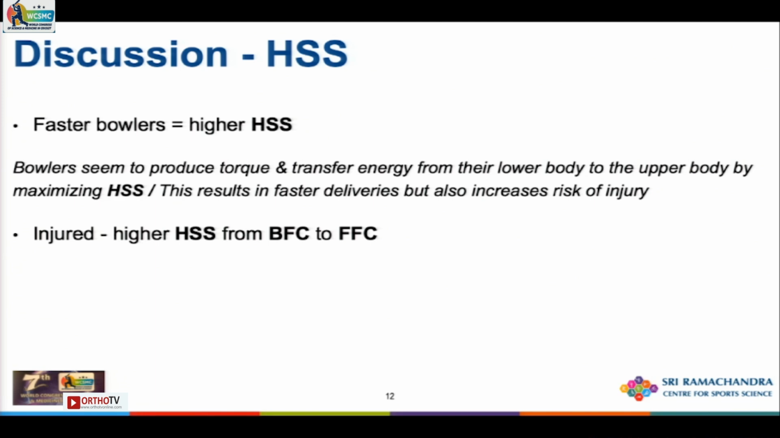So faster bowlers in the study are found to have higher hip shoulder separation angle. The bowlers seem to produce torque and transfer energy from their lower body to the upper body, as Dr. Rajesh mentioned, by maximizing, among other things, this hip shoulder separation angle. So this seems to result in faster deliveries, and this also can elevate the risk of injury. The injured bowlers, or bowlers with a history of injury, have higher hip shoulder separation angle, mainly from the back foot contact to the front foot contact phase.